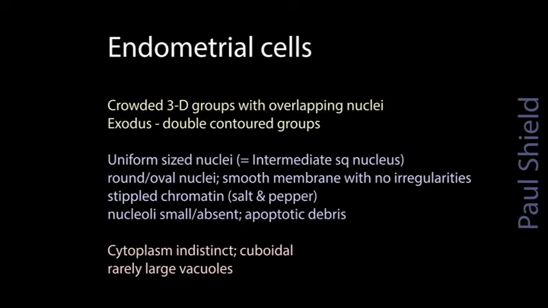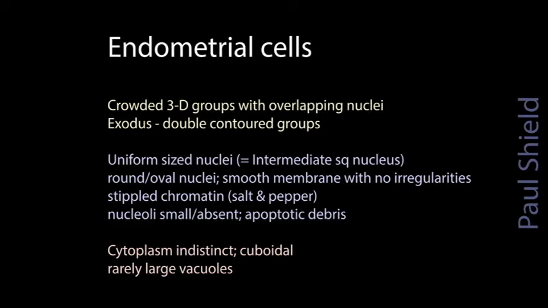So in summary, endometrial cells form quite crowded three-dimensional groups that are disorganized. Either that or they are present in exodus early on in the menstrual cycle, and that's that double contoured arrangement. Nuclei are usually quite uniform in size and roughly equivalent to the size of an intermediate cell nucleus. They tend to be round, oval, or a little elongate sometimes, and the classic thing they have is a stippled chromatin pattern.